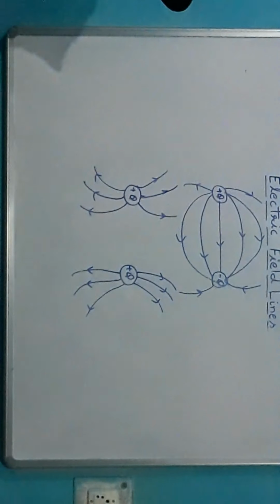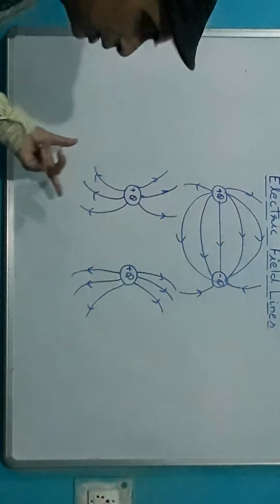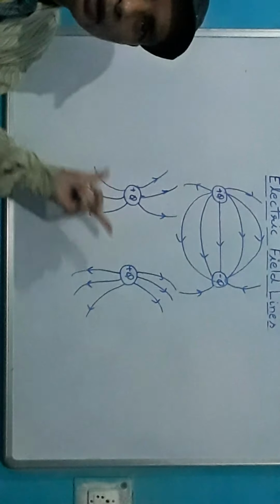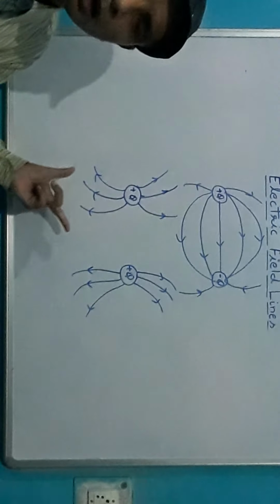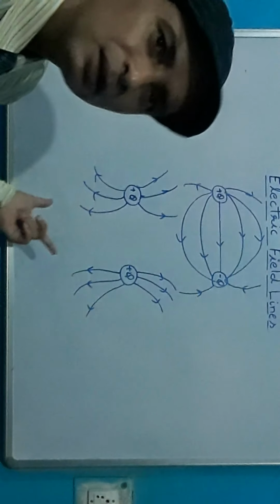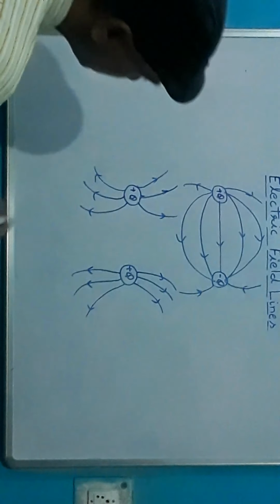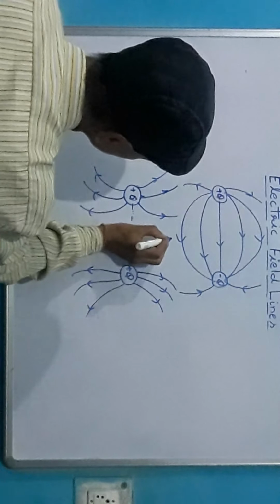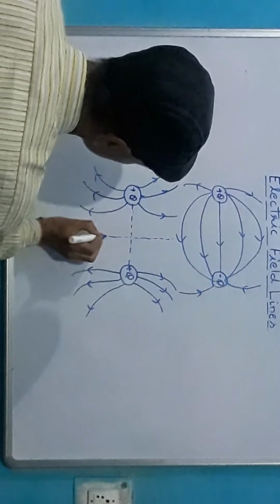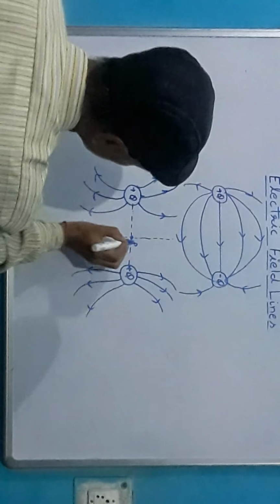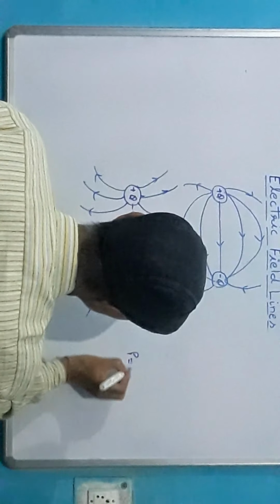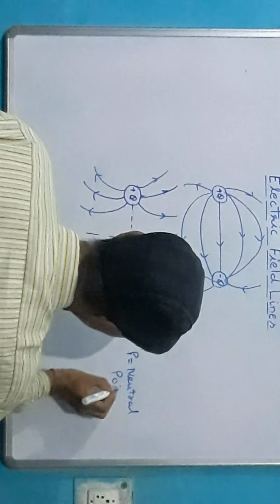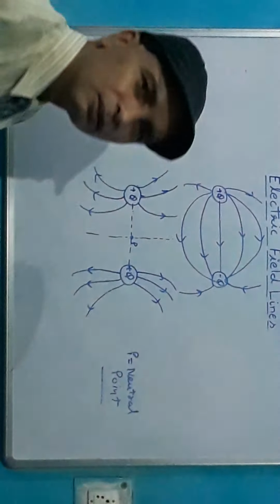These are the electric field lines due to two isolated charges of equal magnitude and same polarity. Here, there will be a certain point in between these two point charges, P. This point P is known as the neutral point. Neutral point is the point at which the electric field will be zero.